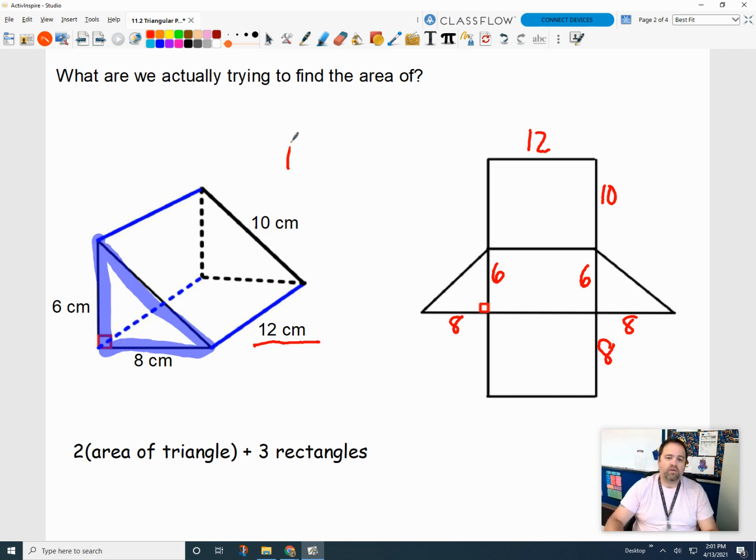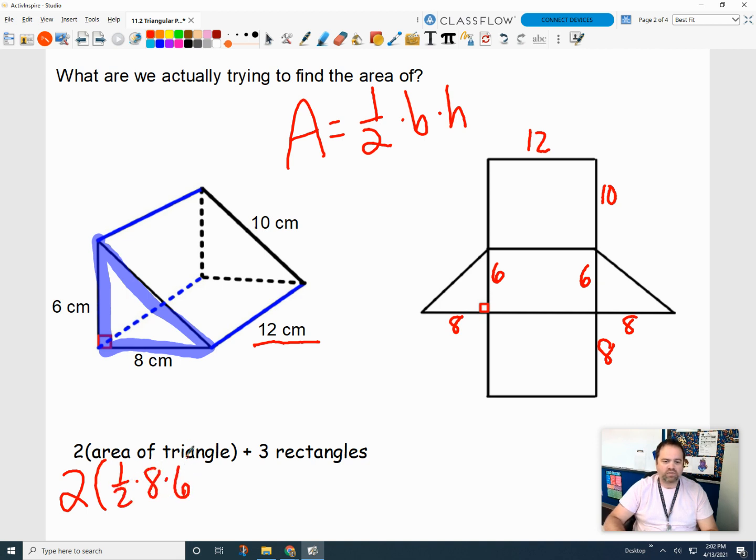And you may need a refresher. Area of a triangle is 1/2 base times height. So I need to be able to find the base and the height of each of those triangles. Okay, so here's what I'm looking at. I've got two triangles. In this particular example, each triangle is 1/2 times the base of 8 times the height of 6.